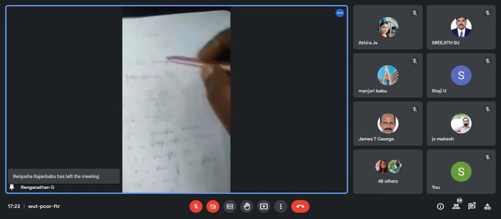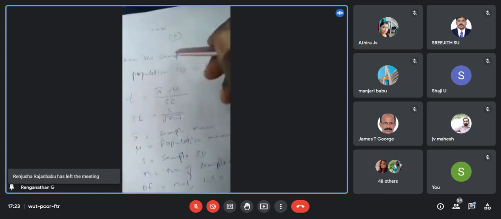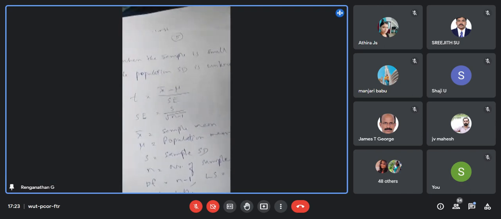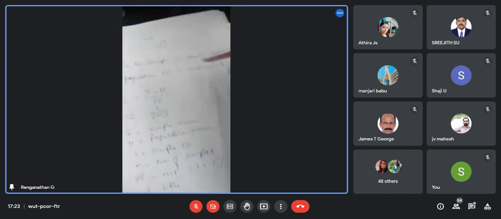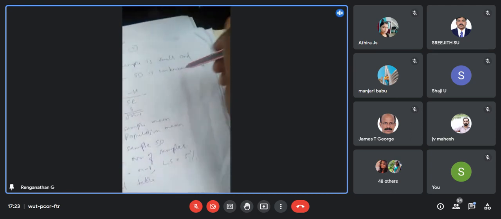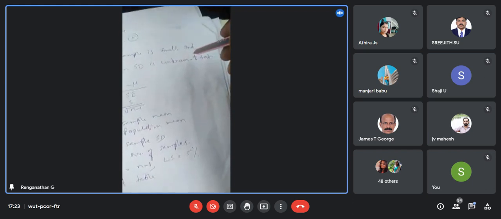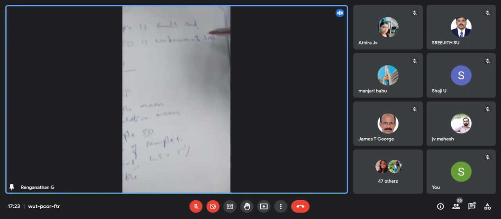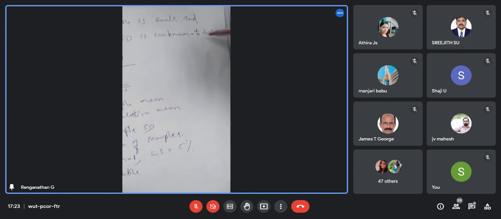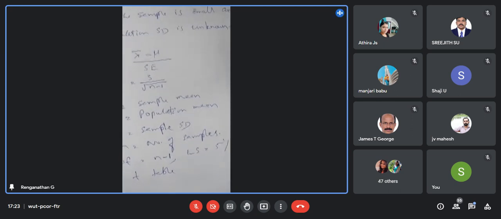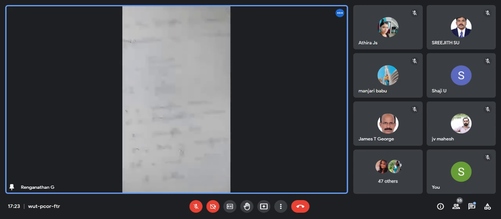Look at this. The second criterion: when the sample is small. Here the sample is small because it is less than 30, only 26 are there. When the sample size is small and the population standard deviation is unknown, that is, the population standard deviation is not given in the question, we have to use another test criterion, which is called the T test. Here we are going to use the T test, since the sample is small and the population standard deviation is not known.